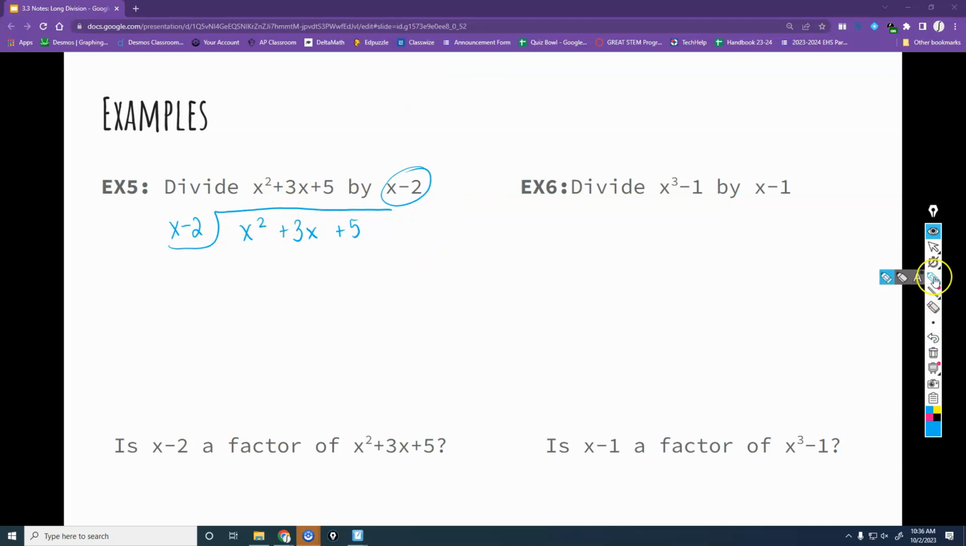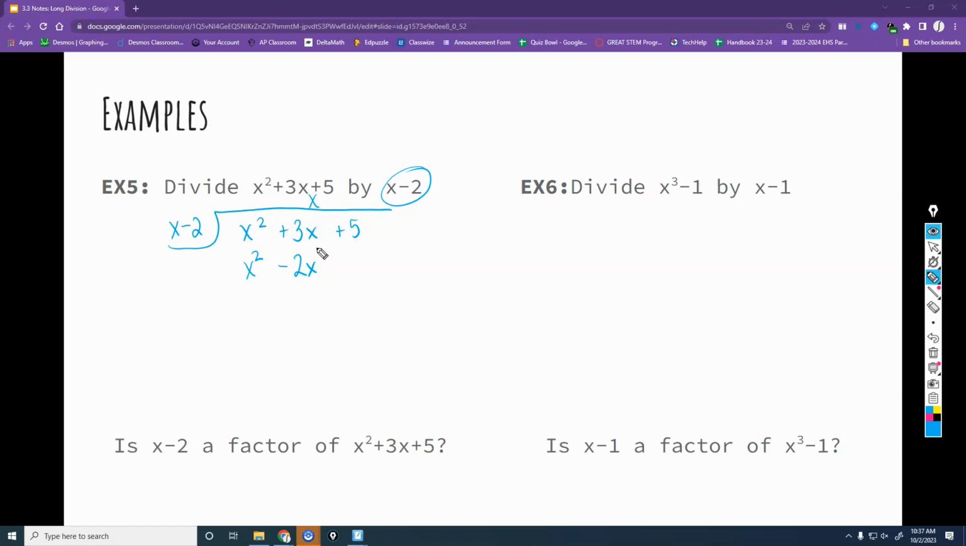So what we're going to try to do is we're only worried about the first term right here, the x. So what times x would give us x squared? X, right? So above this one, because that's where I've just got x to the first power, x times x would give me x squared. But when I multiply, I'm multiplying the x times x, which gives me x squared, and I also have to multiply that x times that negative 2, which gives me negative 2x.